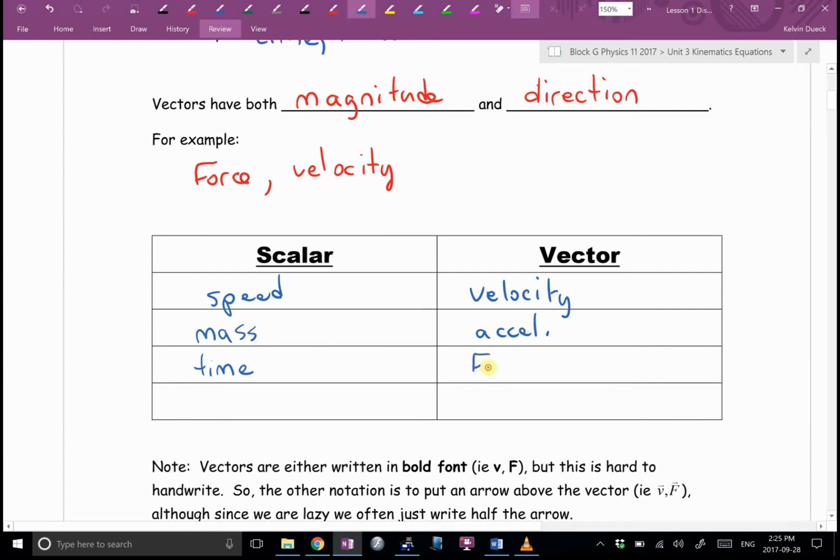I already said force. We'll get to force later on this year. But there's two more that you'll just have to plain old memorize. And unfortunately, I don't have a dumb, stupid way for you to remember.